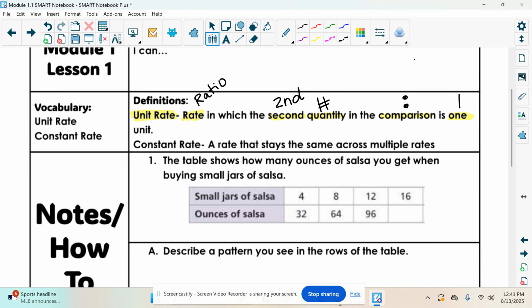So when we think of a unit rate, we need to think of some number in a ratio where the second number is a 1. So every time we see unit rate, we're going to write this to remind ourselves what unit rate is until we remember it. Okay? Does that make sense? So in a unit rate, what are we looking for? A 1, and where's the 1 going to be?